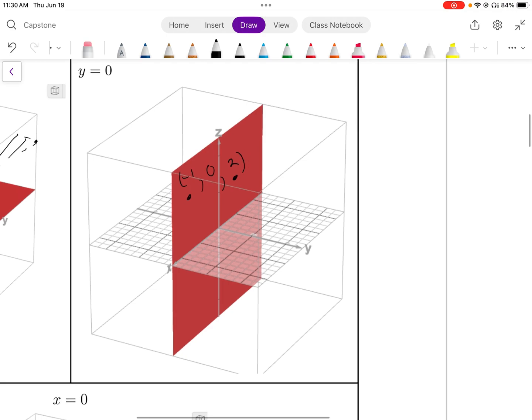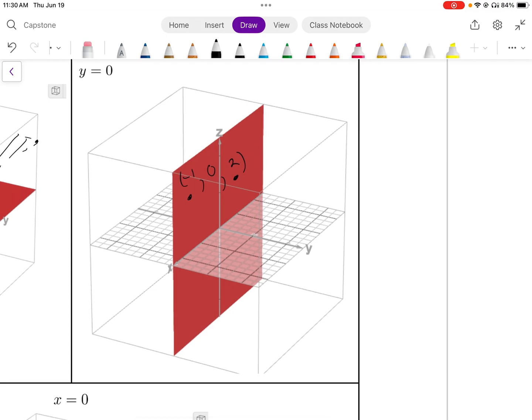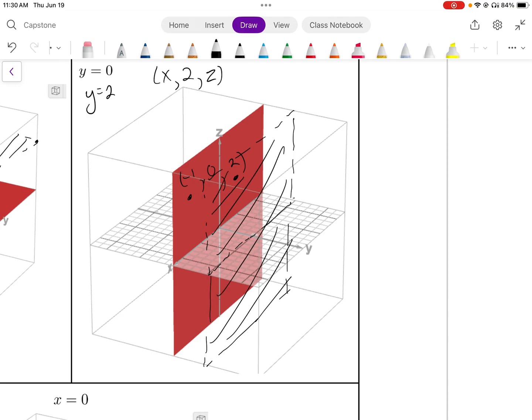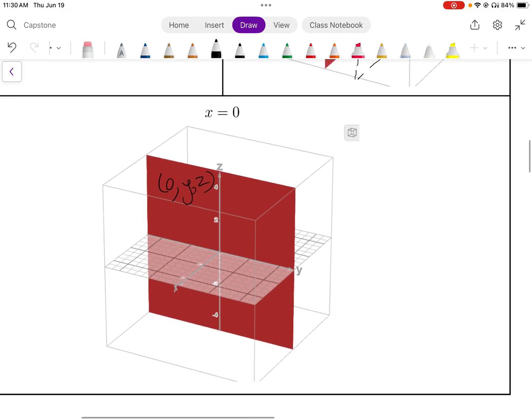So we can move these planes around. Here we could do y equals 2. So we have x values, y is always 2, and z can be anything. So right here we have y is 2, and that would be all of the points that are along this plane, filling out right here. Now let's go back down here. Let's think about making one in the zy plane.